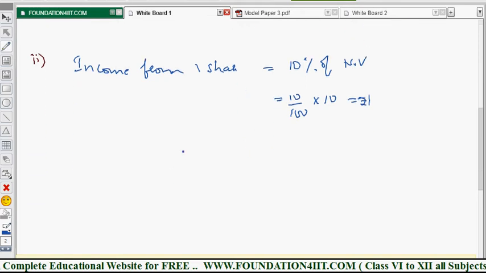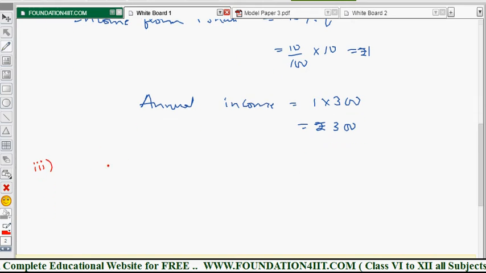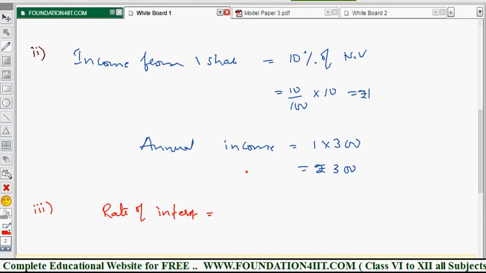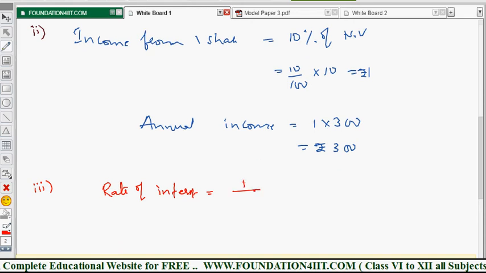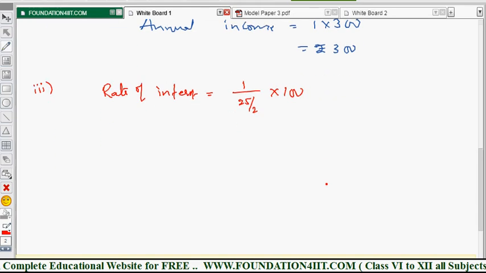We have a total of 300 shares. Then annual income is income from one share, rupees 1, into number of shares, 300. So rupees 300 is the annual income, right? And the next one is the rate of interest. If you want to find out the rate of interest, it is profit on one share by market value into 100. Profit on one share is 1, market value is 25 by 2, into 100. So income from one share by market value into 100 is 2 by 25 into 100. 25 ones are 25, fours are 4, twos are 8. So 8% is the rate of interest, right?